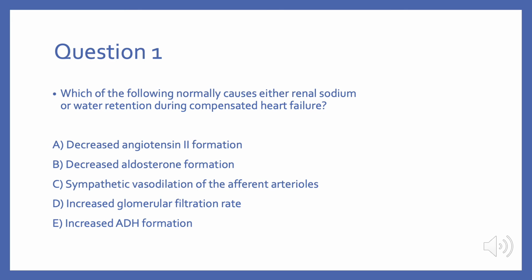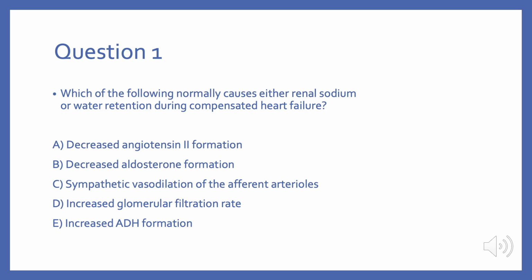Let's start with question number 1, which says, which of the following normally causes either renal sodium or water retention during compensated heart failure? A. Decreased angiotensin II formation. B. Decreased aldosterone formation. C. Sympathetic vasodilation of the afferent arterioles. D. Increased glomerular filtration rate. And E. Increased ADH formation.